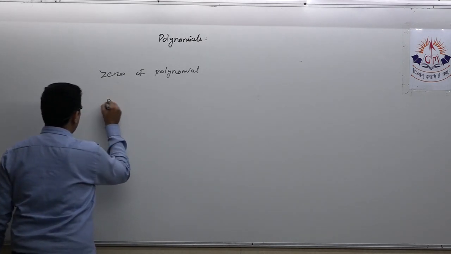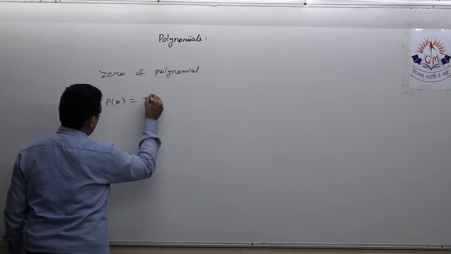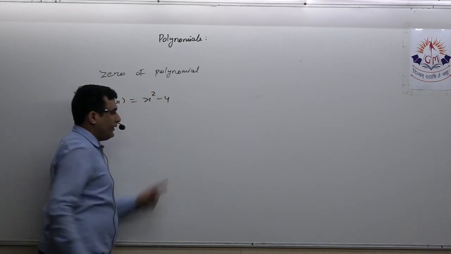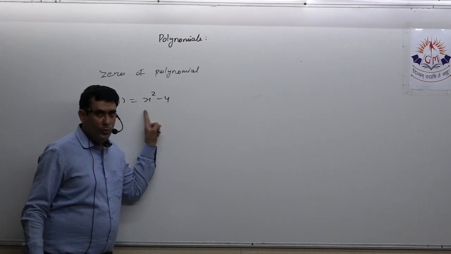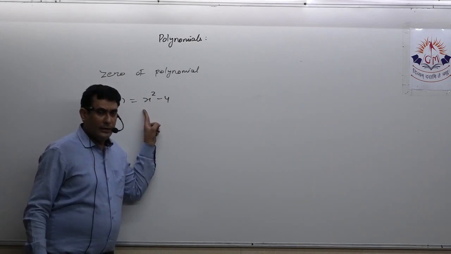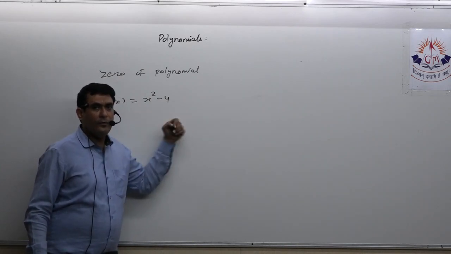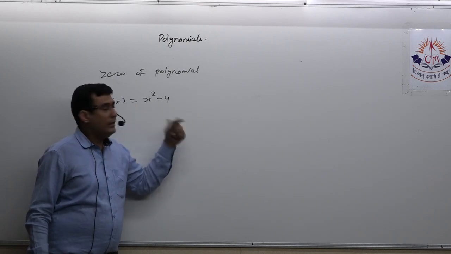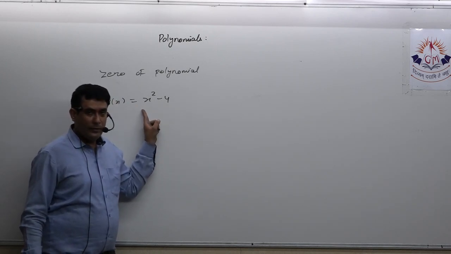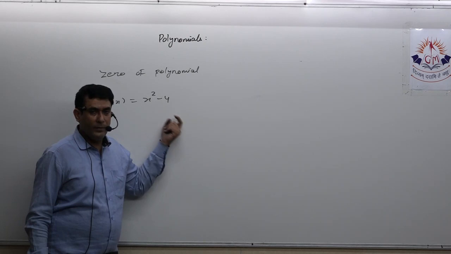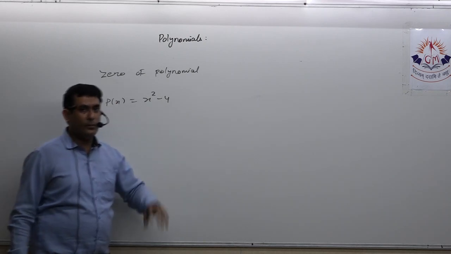For example, if I take P(x) equal to x square minus 4, now if I put x equal to 2 over here, then definitely it will become 0. So I will say 2 is a zero of the polynomial. If I put x equal to minus 2, again it will become 0. So I will say minus 2 is also a zero of the polynomial.